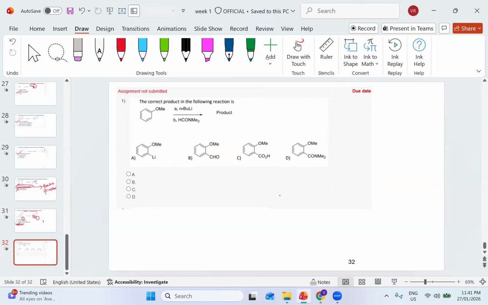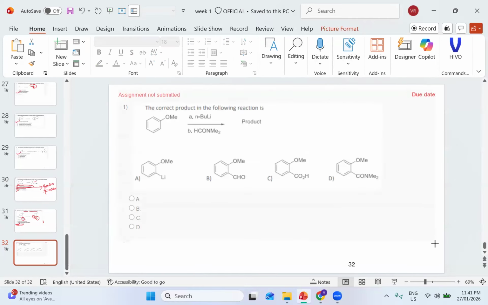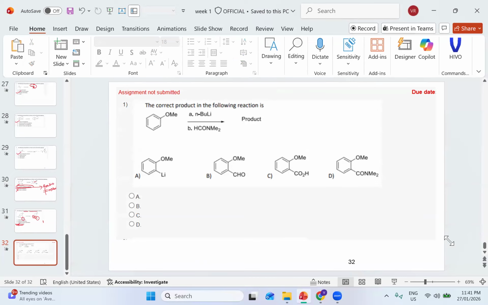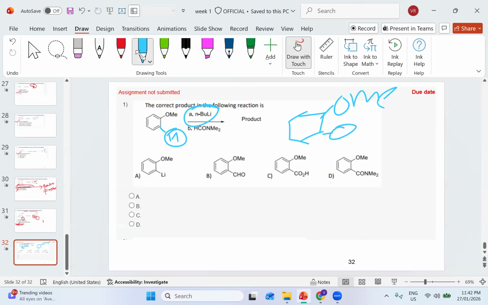While showing the example of the synthon and synthetic equivalent, on this starting material, if you add the butyl lithium, which is a strong base, it will abstract the proton from this position. So it will show the ortholithiation, right? So OMe, and here that will be the negatively charged.